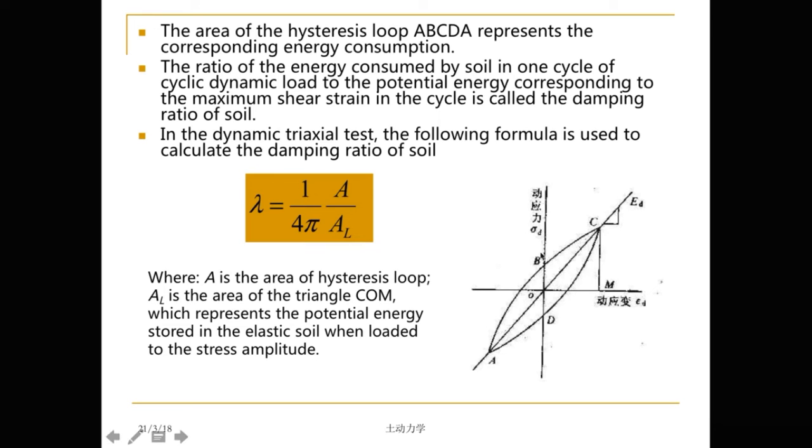Then we do a cyclic dynamic triaxial test. Then we can create the hysteresis loop. For each loop, we can calculate the area of the loop and calculate the elastic potential energy, COM. Then we get A and L. Then we use this equation, we can calculate the damping ratio of the soil. And this is based on a triaxial test result.